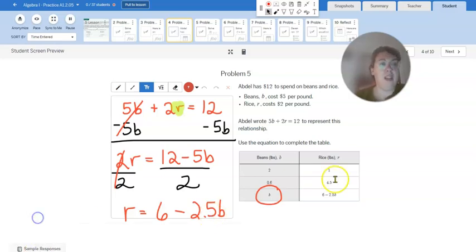Beautiful. And then when you're all set with this one, you can push ahead to slide 5.